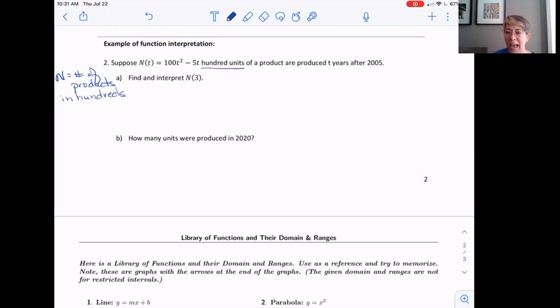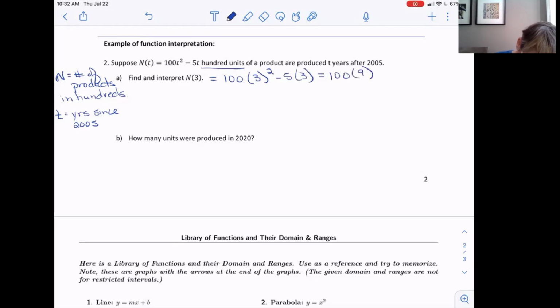And then it says t years after 2005. So t is years since 2005. So if t was 0, that would be 2005. They want us to find and interpret N of 3. So again, that 3 is representing that t value. So we're going to plug in 3 everywhere there's a t. So we get 885. So we need to figure out what both of these mean.